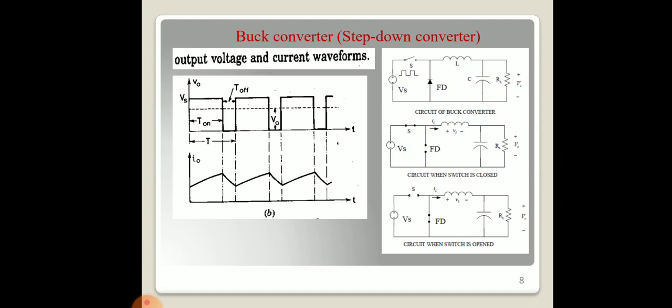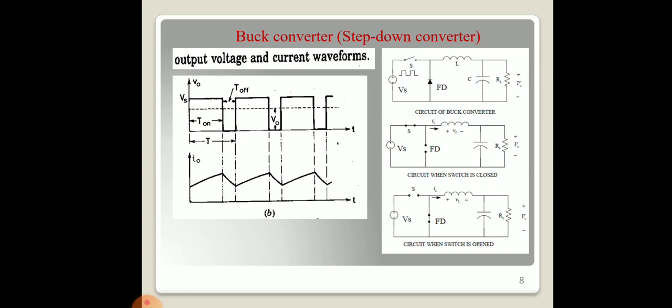The circuit consists of a fixed DC voltage, switch, freewheeling diode, inductor, and capacitor, and the capacitor is used to maintain the output voltage and load voltage constant. The second circuit shows when the switch is closed. Any fast acting switch which turns on and off fast is used in a chopper circuit, because fast turn on and off is required in a chopper circuit. The switch may be a MOSFET switch, IGBT switch, etc.